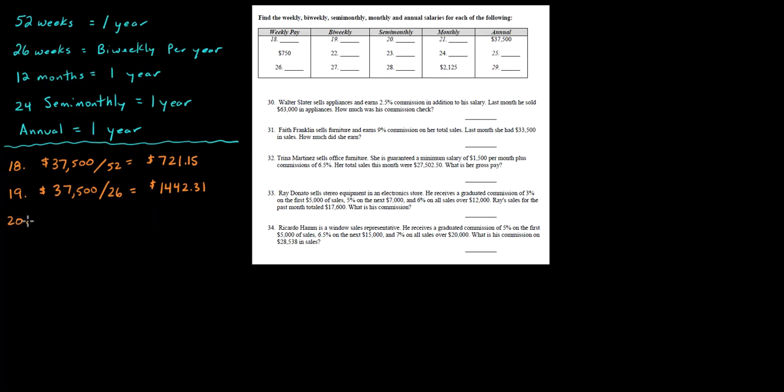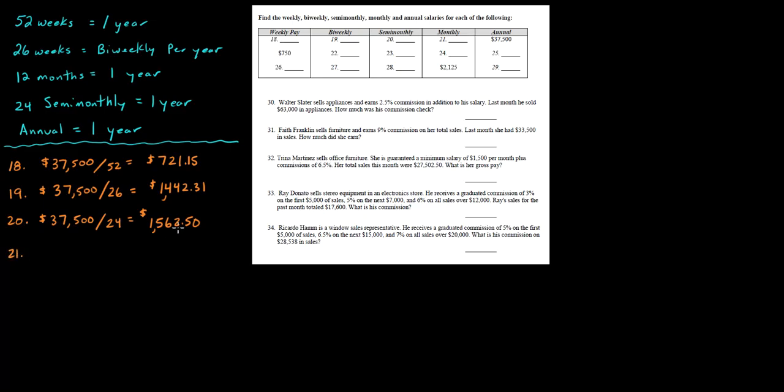20 is semi-monthly. Semi-monthly happens 24 times per year. So again, what I could do is take my 37,500 and divide it by the number of semi-monthly times per year, which is 24. And if I got paid twice per month, which is different than every other week, that would mean that I got $1,562.50.